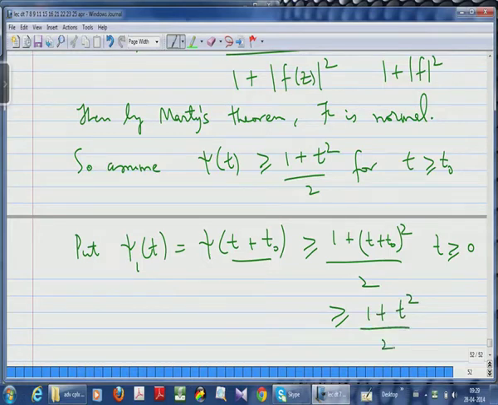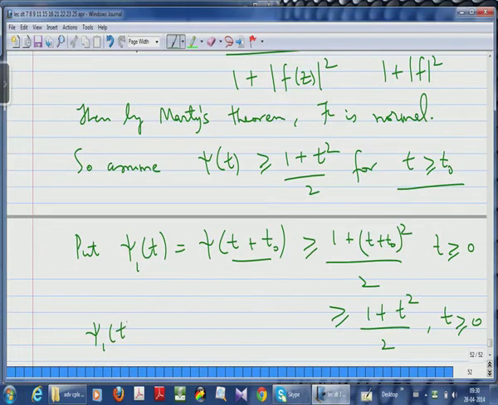Okay, and if psi of t is greater than or equal to 1 plus t squared by 2 for t greater than or equal to t naught, I can replace psi of t by psi 1 of t, with psi 1 of t greater than or equal to 1 plus t squared by 2 for all t greater than or equal to 0. Okay, and the point is that psi 1 of t is certainly greater than psi of t, because psi 1 of t is psi of t plus something and psi is increasing. So psi 1 of t will also be greater than or equal to psi of t. This will also be true.